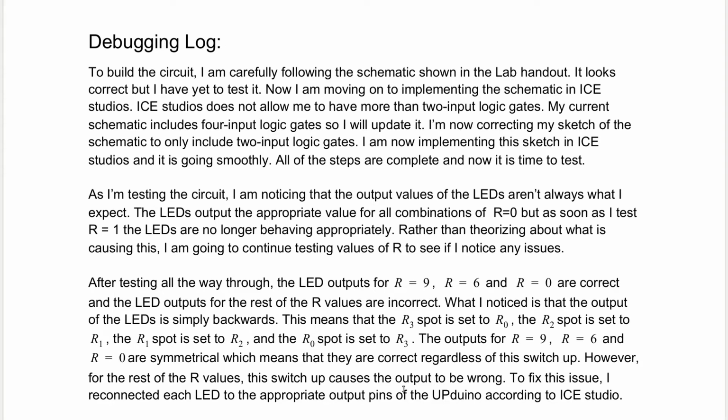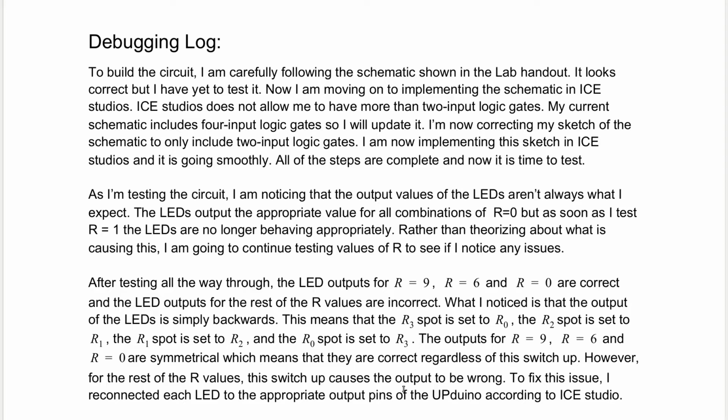Here's one more. So what the student did really well was describe sort of first-person present tense. Here's what I'm doing. So to build the circuit, I'm carefully following the schematic shown in the lab handout. Looks correct, but I've yet to test it. And now I'm moving on to implementing the schematic in iStudio. iStudio doesn't allow me to do more than 2 input logic gates, so I'm going to have to redo some things. I'm correcting my sketch. Okay, now it's time to test.